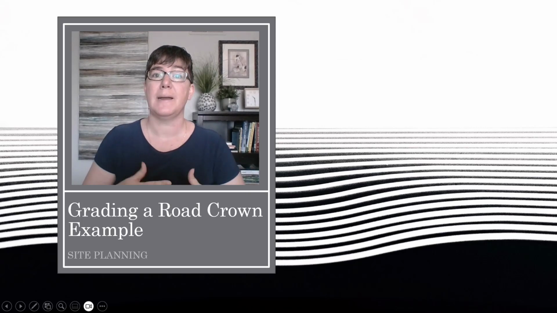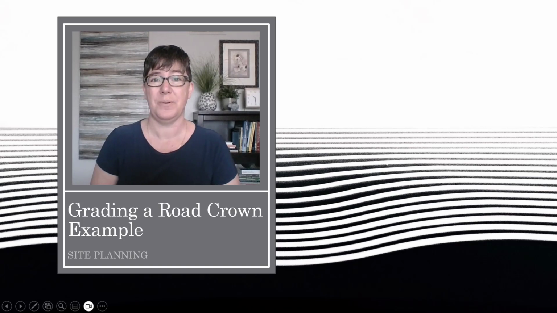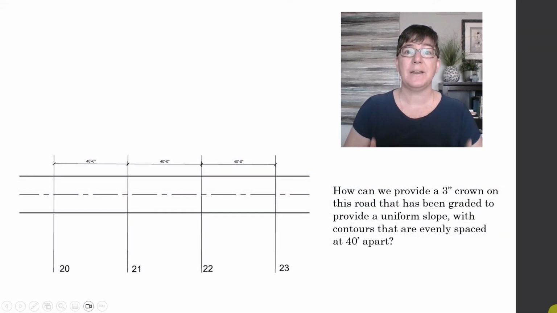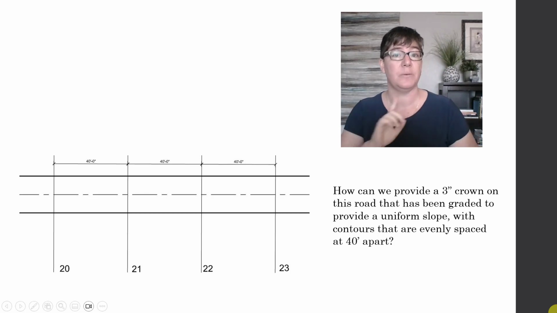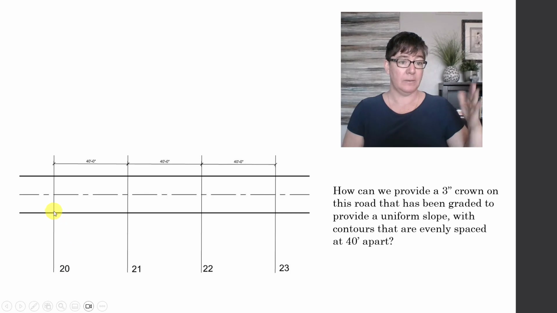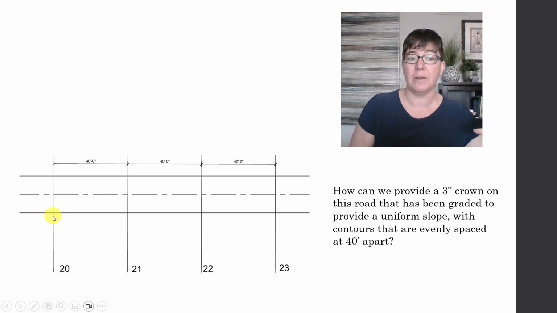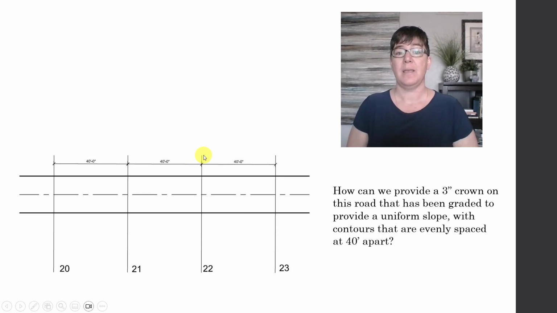Let's take a look at another grading example. In this case, we're going to create a road crown. And here's our problem. We have a road. It has been graded already, so it's got a uniform slope. It looks like we're going low on the left, contour 20, 21, 22, 23, high up on the right. Each of these contours is 40 feet apart. How do we place a 3-inch crown on this road?